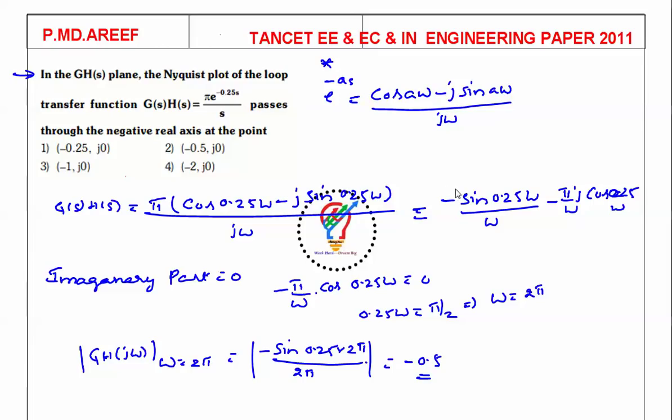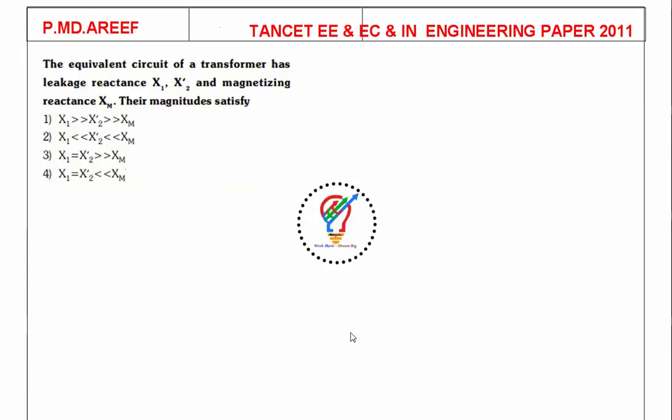Let me correct here. I forgot the pi here, and here also we have a pi. So the answer is minus 0.5 comma j0. This is the correct answer for this question. Make the correction here, where a pi is there. Next question.